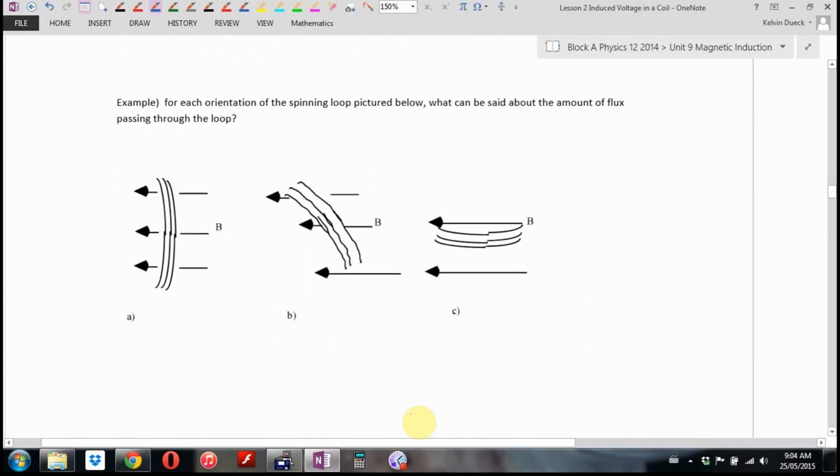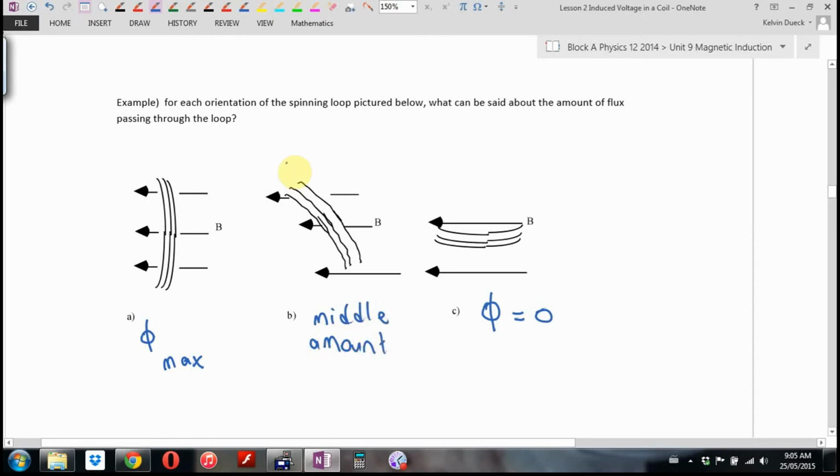What can you tell me about the amount of flux passing through each loop? So this is a side view. Well, which one has maximum flux, A, B, or C? Which one has no flux? And this would be some kind of middle amount.